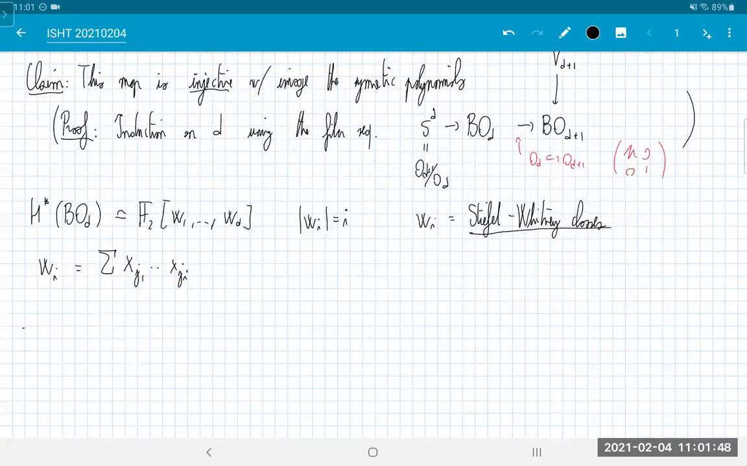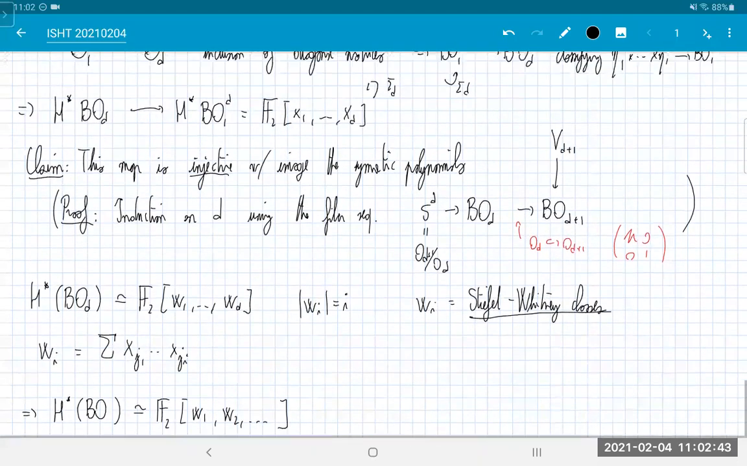And note then, by taking the colimit in D, you can check that the inclusion of BOD minus 1 into BOD corresponds to quotienting out by WD. You can see that this is the cohomology of the infinite Grassmannian. And it's the action of the Steenrod algebra on this infinite Grassmannian that I want to compute. Rather, I'm going to tell you the answer and explain how we get it, because it's combinatorially a bit painful. But okay, is this statement clear?